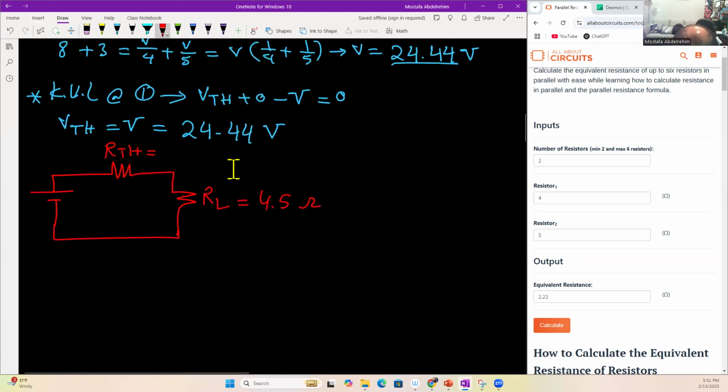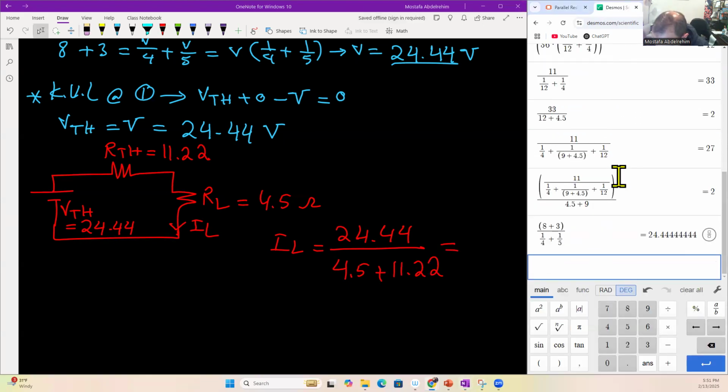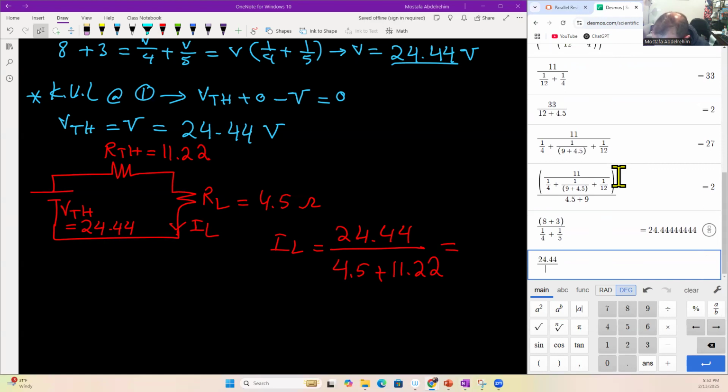So that's 11.22. And the VThevenin here is equal to 24.44. So now we can find IL. IL is equal to 24.44 divided by 4.5 plus 11.22. So let's do that very quickly here. 24.44 divided by 4.5 plus 11.22. So IL is 1.55 amperes.